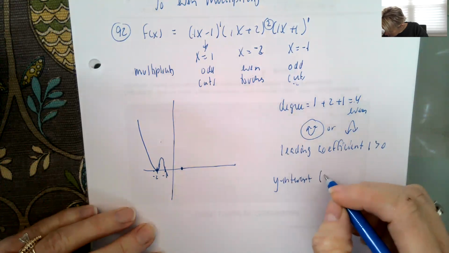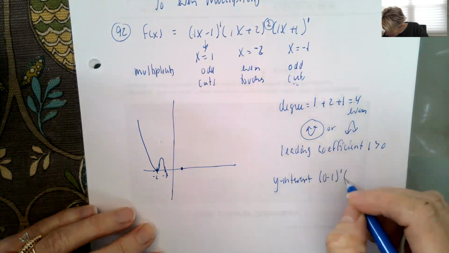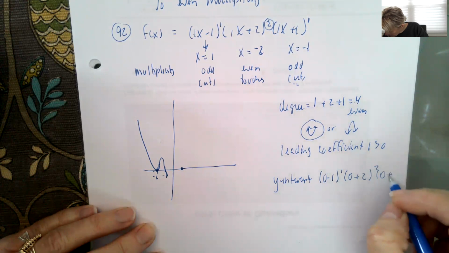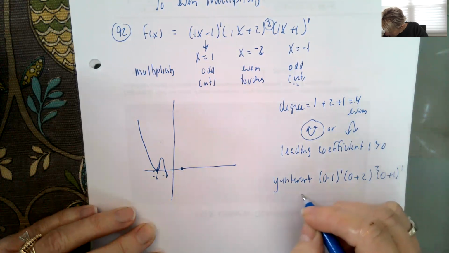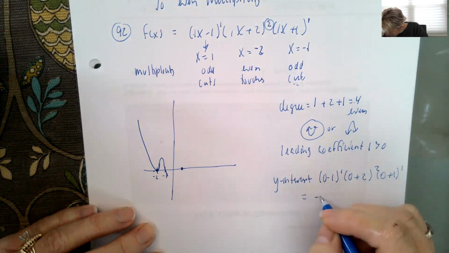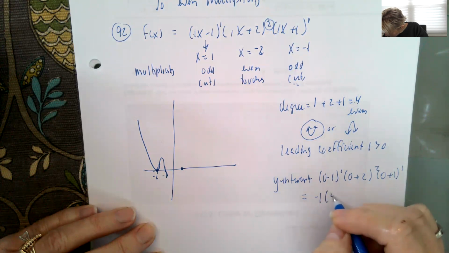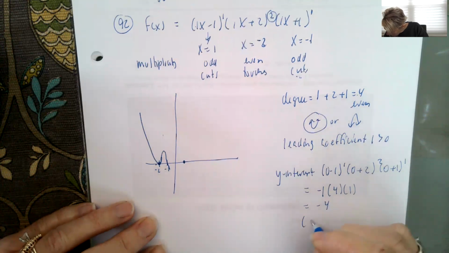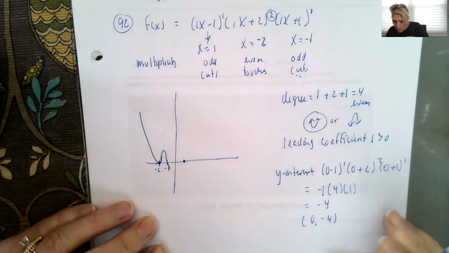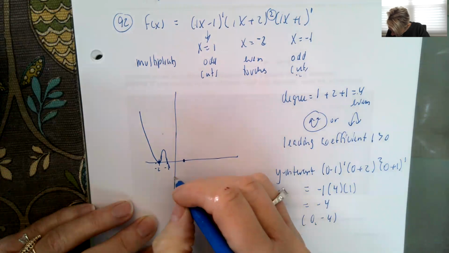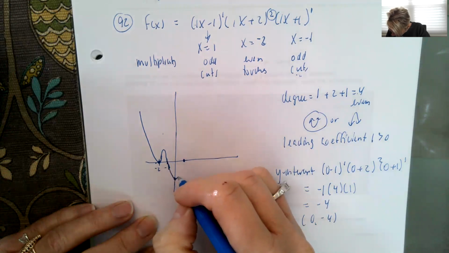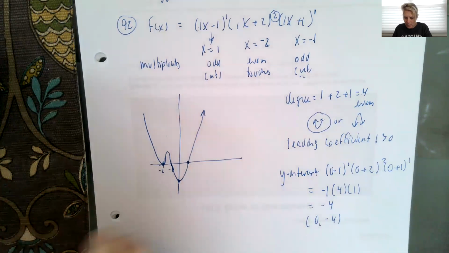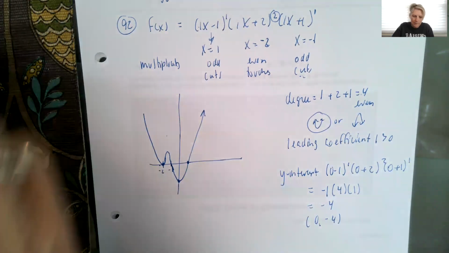So the y-intercept is going to be 0 minus 1 to the 1, 0 plus 2 to the 2, and 0 plus 1 to the 1. So this is going to be -1 times 4 times 1, which is -4. So our y-intercept is at (0, -4). So that's going to be down here. So it's going to go down, hit the y-intercept, come up, go through 1, and end like this. Let's go check it out.